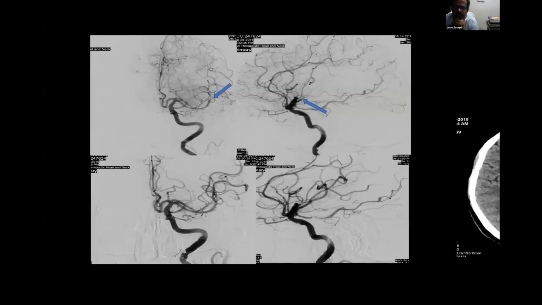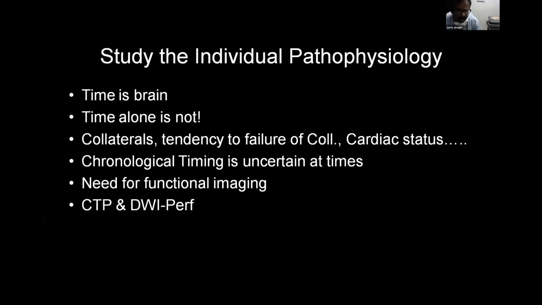Okay, let me go to the CT perfusion. So the basis of CT perfusion arises, although we have often heard time is brain, but time is not the only factor affecting the tissue death. There are many other physiological factors, including collaterals and the tendency of the collaterals to fail, which is unpredictable in a given patient. And cardiac status also dictates how much the collateral strength will be there. Age of the patient also decides. So there are too many confounding factors.